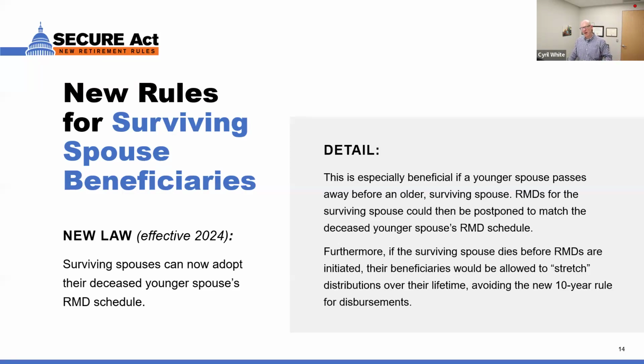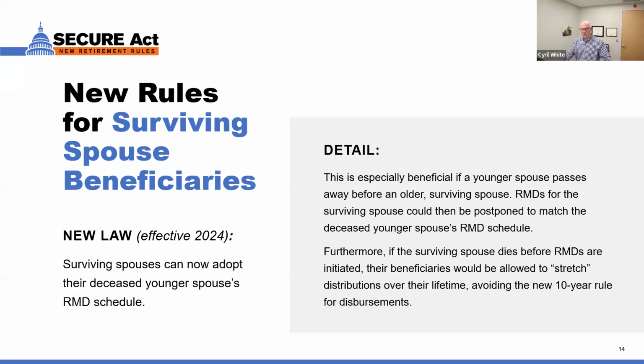And the older spouse could take that money using the younger spouse's RMD schedule versus their own, which, if they had to use their own because they're older, they'd have to take the money out over a shorter period of time and pay more taxes on it. That doesn't mean that the older spouse can't take as much money as they want out of that, but they have to take that certain amount, the required minimum distribution.